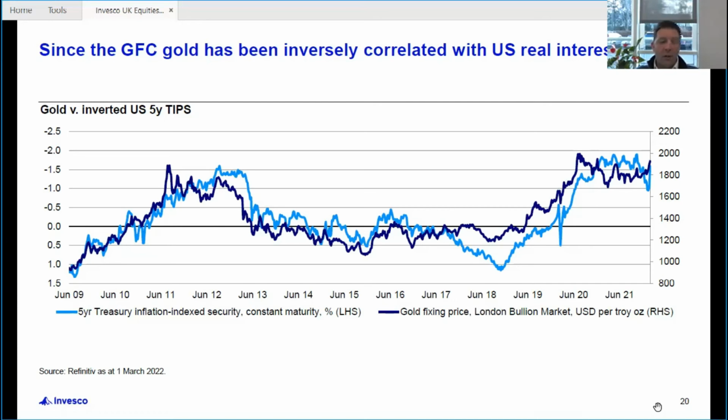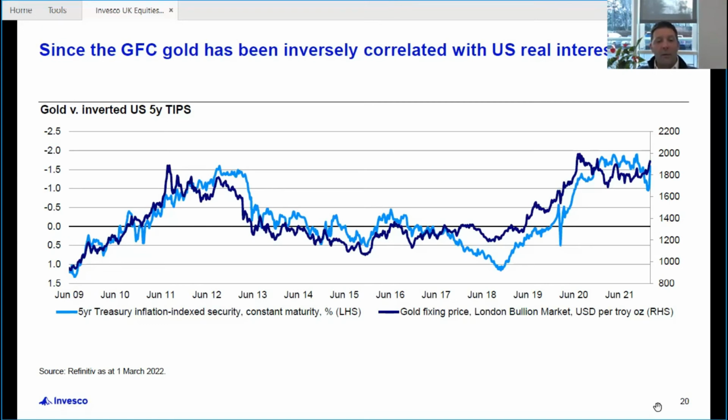This shows the correlation, and this is over about 12 years, so it's a relatively long period, between the gold price in dark blue and the value of the 5-year TIPS, which is the Treasury Inflation Index security. And the point that this is making is that gold tends to be correlated with partly inflation, but really with real interest rates, US real interest rates. That's certainly been the case historically, and we think it will be the case going forwards.